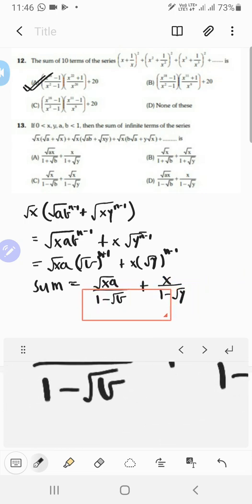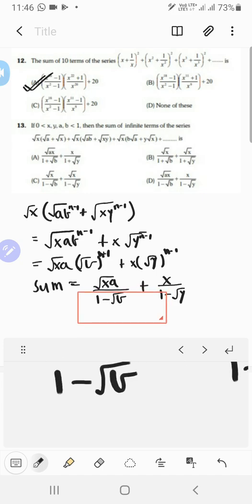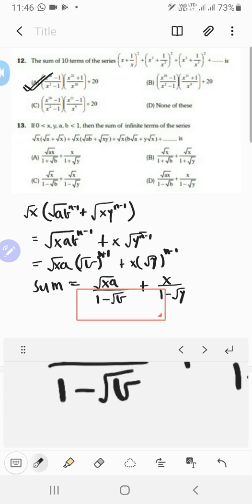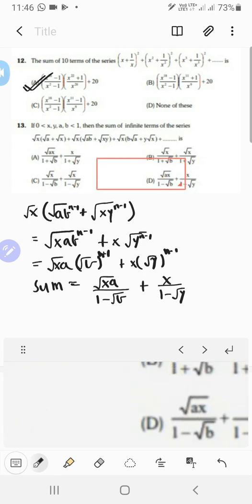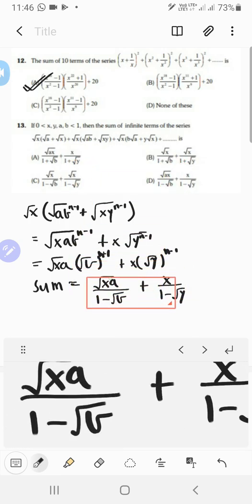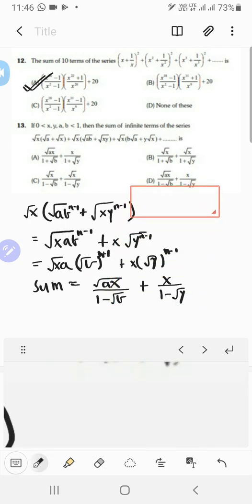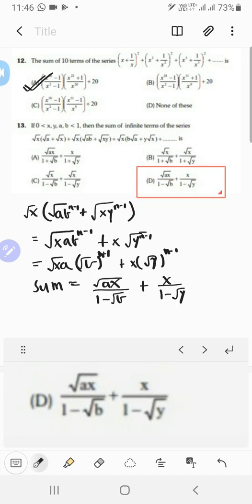Okay, now I think that's it. We don't need to simplify it any further because these options are already coming in the form which we have written it in. So this root of xa, let's just write it as root of ax, that will be better. So root of ax over 1 minus root of b, plus x over 1 minus root of y. Correct. So this is the correct answer.